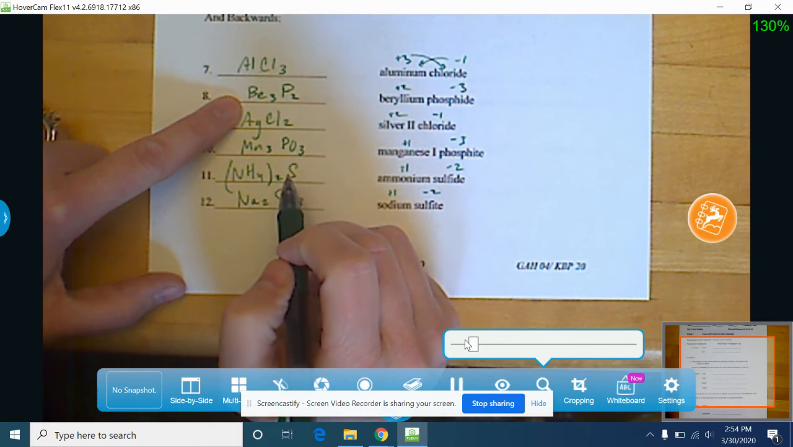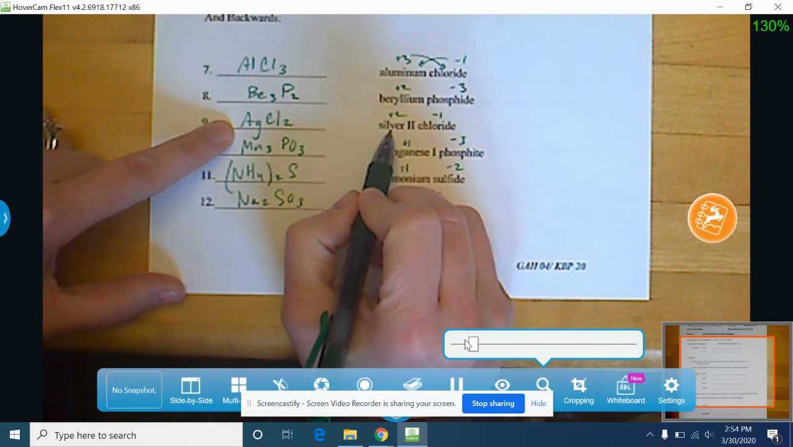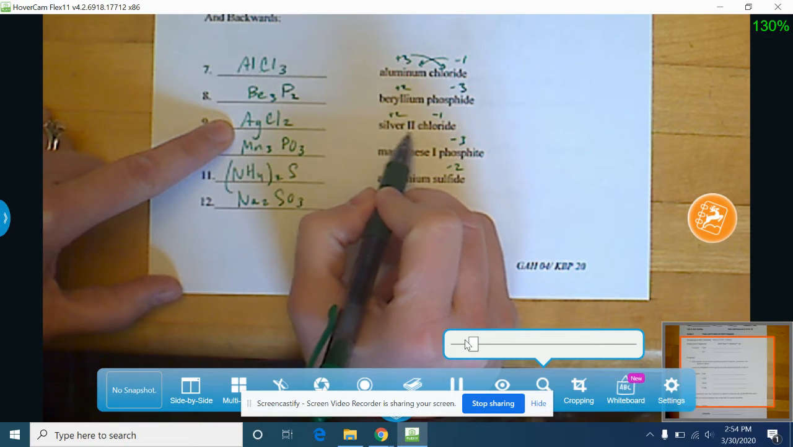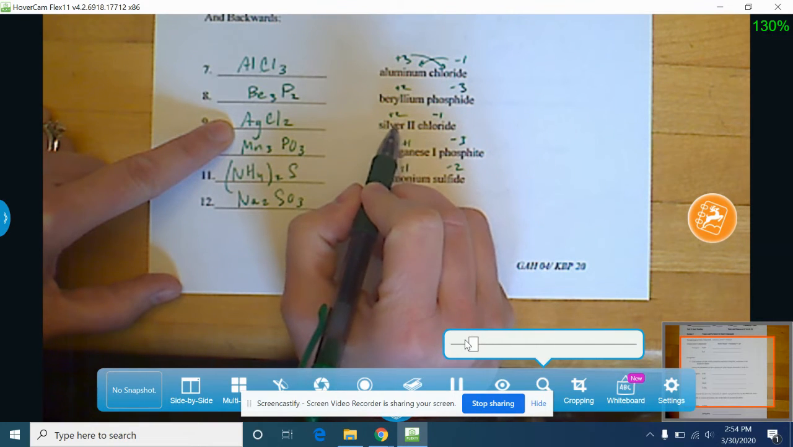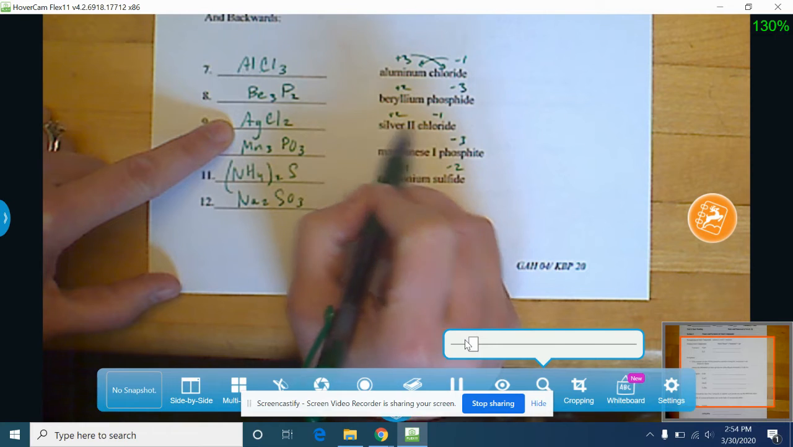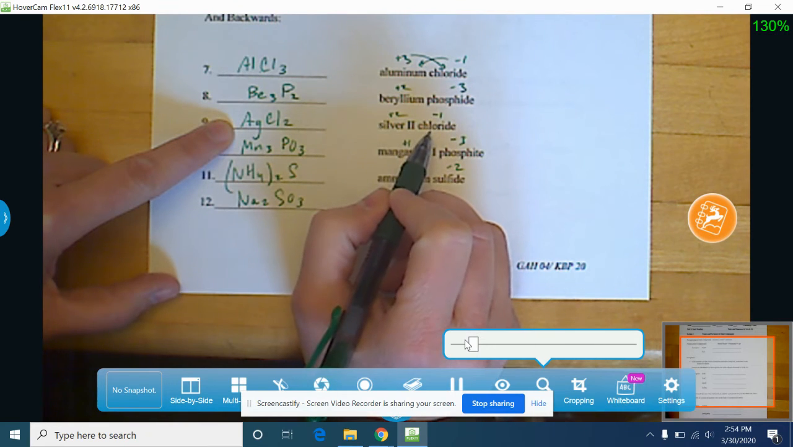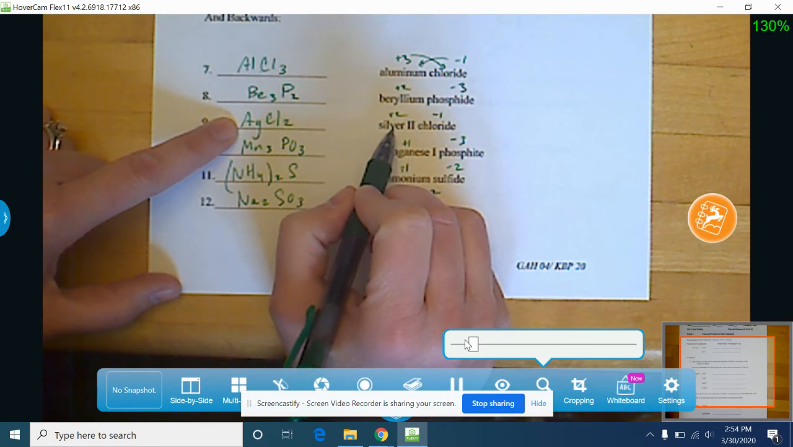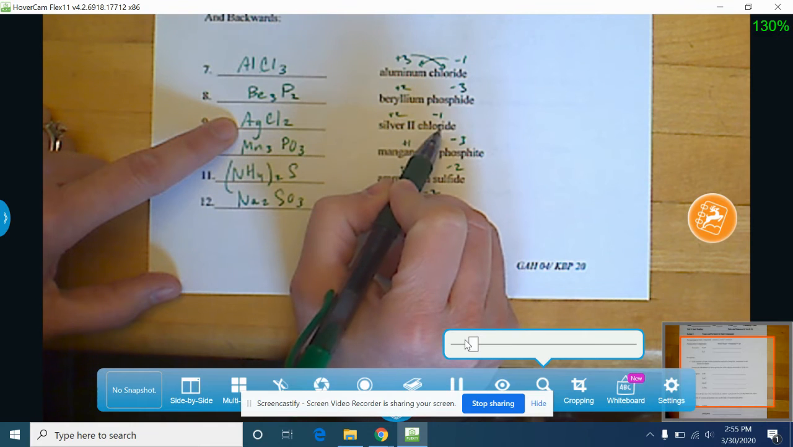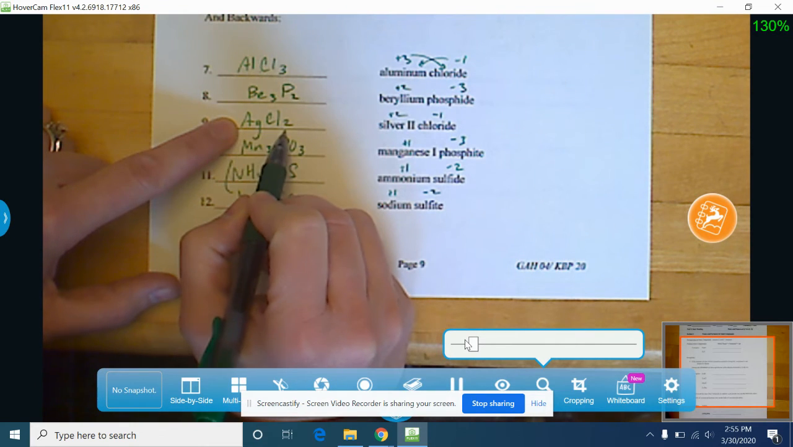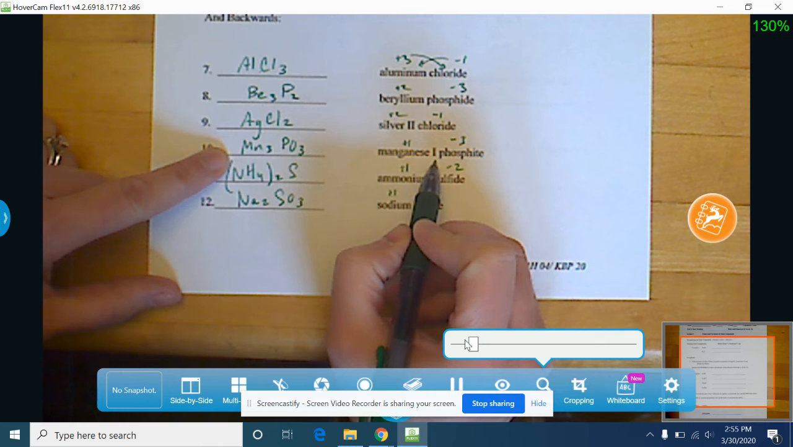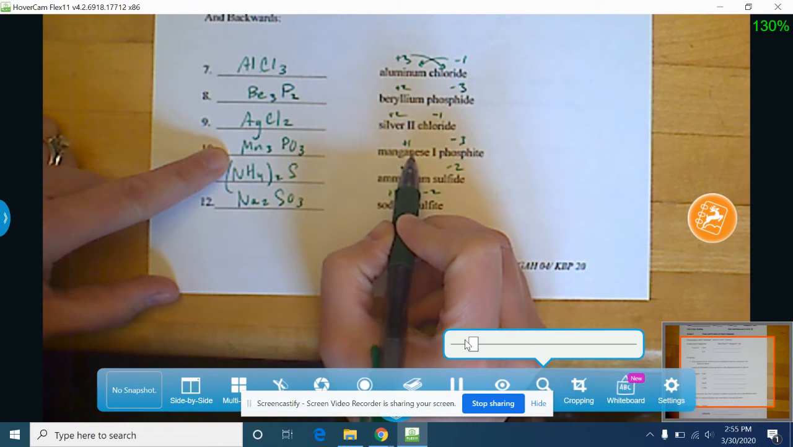2 phosphorus atoms. Silver, we don't know the charge on silver except for that Roman numeral. So that 2 tells you the charge on silver is +2. Chlorine from the periodic table, we know that it's a -1. So we need 1 Ag for every 2 Cl. So AgCl2. Manganese, the Roman numeral tells you the charge is +1.